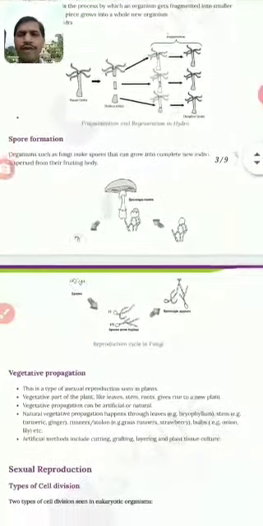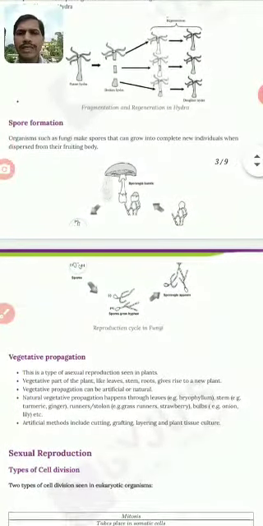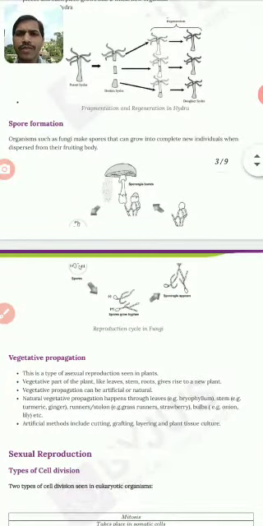Next one is spore formation. Organisms such as fungi make spores that can grow into complete new individuals when dispersed from the fruit body.